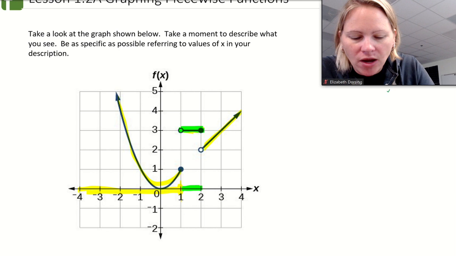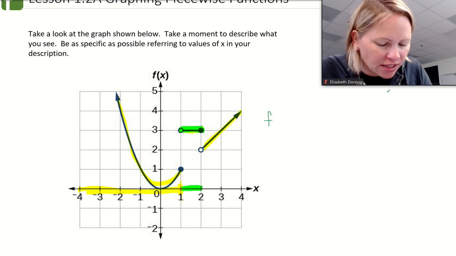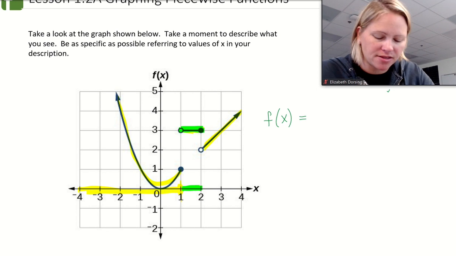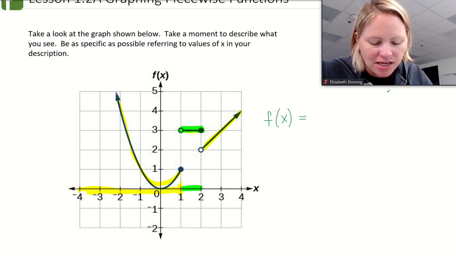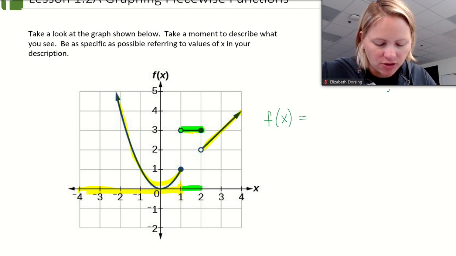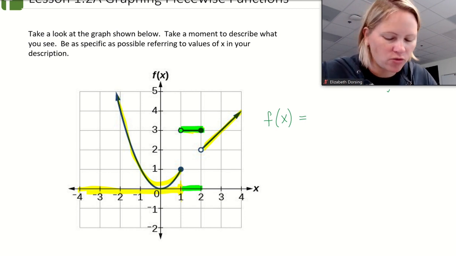Now, this line segment also has an open dot, and it seems to cover the pieces from 2 onwards. So if I were going to write the equation of this line, it might look something like this. I'm going to start it with f of x, because this is a function. It passes that vertical line test. Each x only yields one y value when you plug it in and evaluate it. And on the graph, each x value only has one associated y value with it.